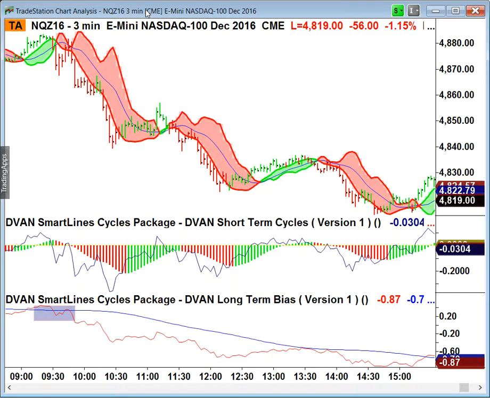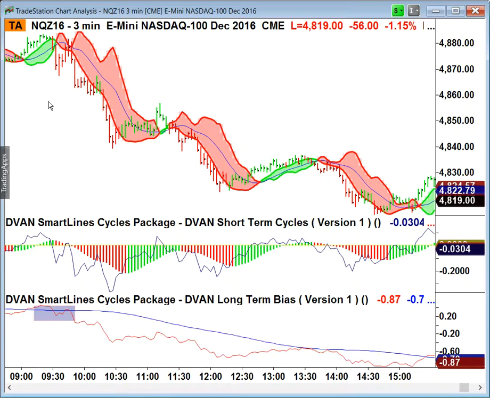In this case, we're looking at the Nasdaq E-mini contract on a 3-minute chart. DVAN SmartLines is applicable on all asset classes from futures, commodities, forex to equities and time frames, and other chart types other than time frames like range, Renko, volume, and tick.